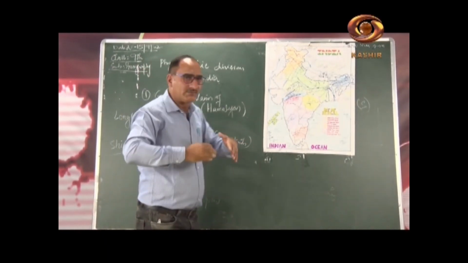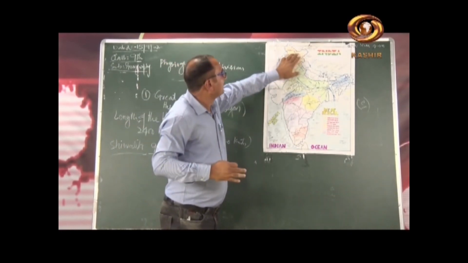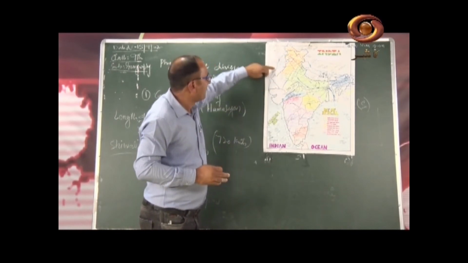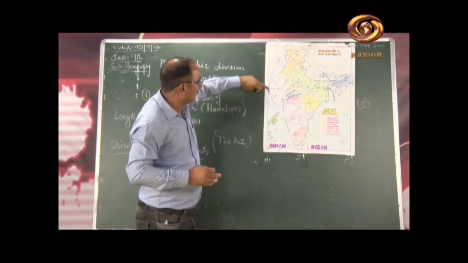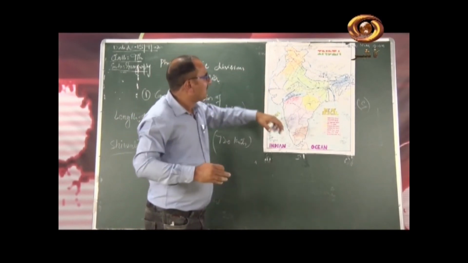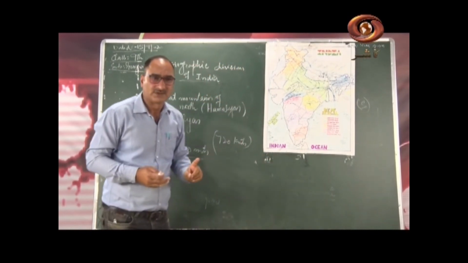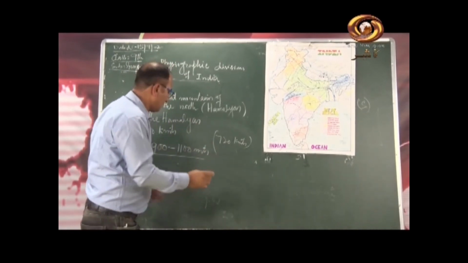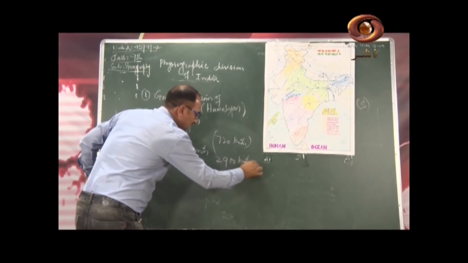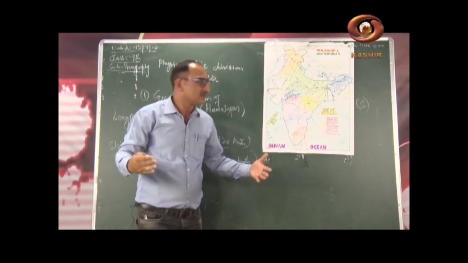This river passes through a gorge and leaves Indian territory, enters Pakistan here, and ultimately goes to the Arabian Sea near Karachi. The length of this river is 2,900 kilometers. It is one of the longest rivers of the world.